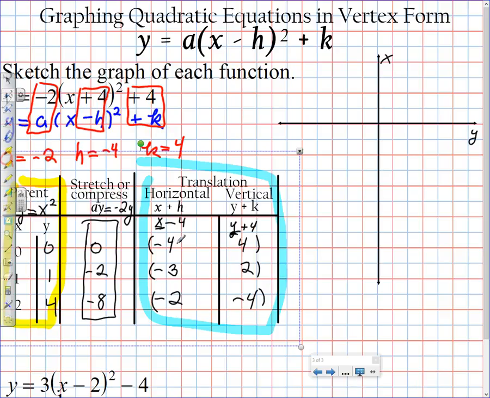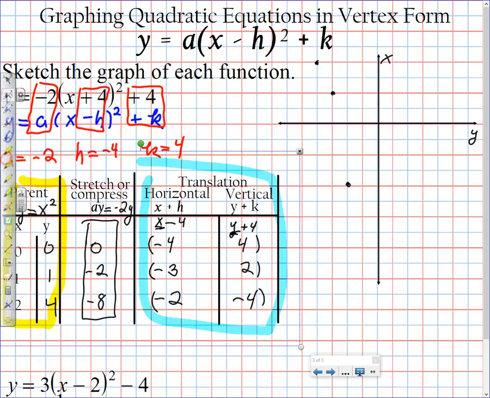Now the first point, x is negative 4 and y is positive 4. If x is negative 4, I'm going to go 1, 2, 3, 4 to the left because it's negative, and y is 4, 1, 2, 3, 4. Next point, the x value is negative 3, 1, 2, 3, and my y value is 2, 1, 2. X negative 3 and y is 2. Next value, x is negative 2, 1, 2, and y value is negative 4, 1, 2, 3, 4.